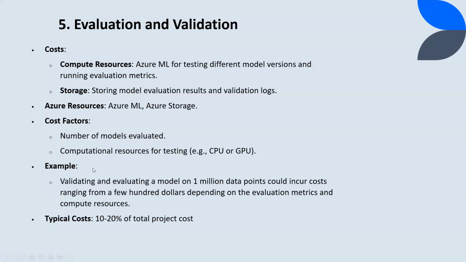Cost factors: number of models evaluated, computational resources for testing. Computational resources, as we already discussed, are the CPUs and the GPUs that are used. Example, validating and evaluating a model on 1 million data points could incur costs ranging from a few $100s, depending on the evaluation metrics and compute resources. Typical costs are 10 to 20% of the total project cost.